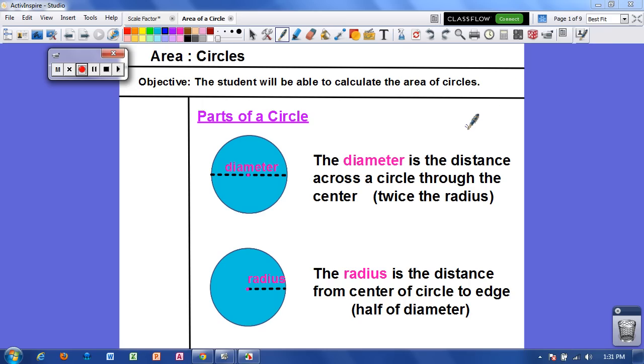So let's review the parts of a circle. Well, first of all, we have the diameter, and that's going to be the distance across a circle, and it has to go through the center. And then the radius, that's going to be the distance from the center of a circle to the edge. Notice that if you take the radius here and the radius here, it makes the diameter. So the diameter is twice the radius, and the radius is just going to be half of the diameter.